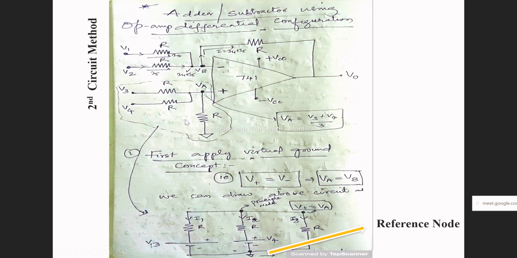Now you can see here there are four voltage sources, V1, V2, V3, V4, where V1 and V2 are connected to the inverting terminal, and V3 and V4 are connected to the non-inverting terminal. If you look into this particular diagram, all these resistors are of the same value.